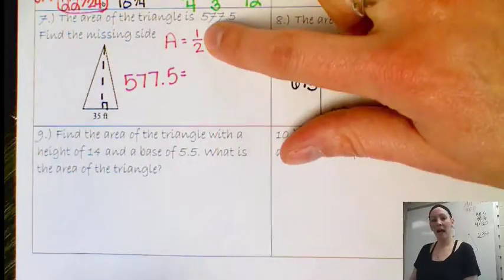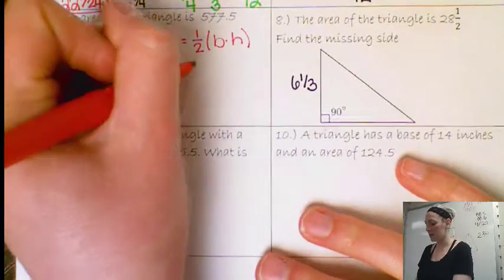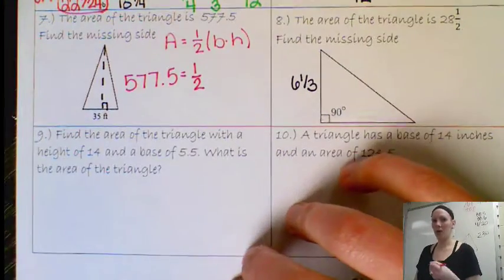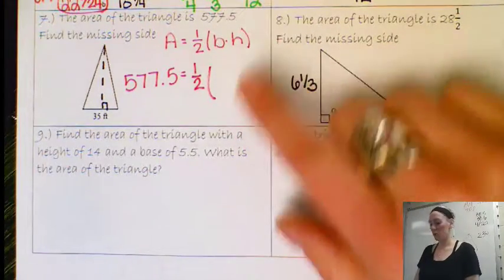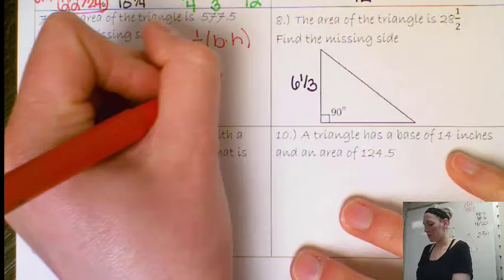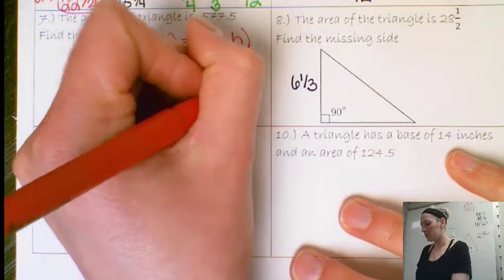577.5. This half is our constant in this case, so the half is just going to come along. Which one are we given, the base or the height? We're given the base, right? So we're going to put in 35 times h.